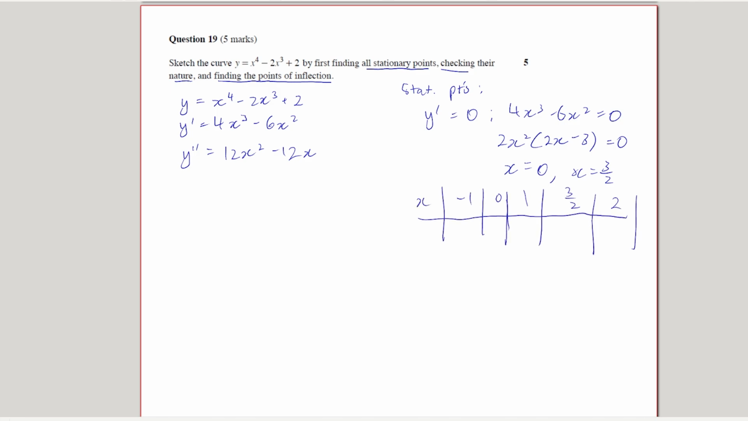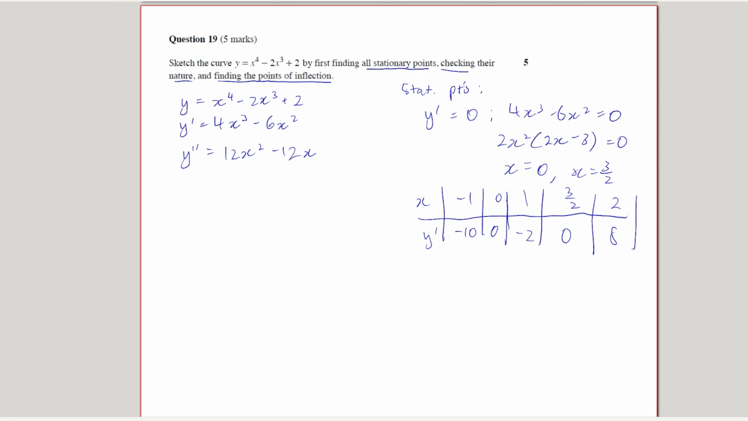So now let's check for y dash. If you plug in -1 to y dash, it's going to be -10. 0 is going to be 0. 3 over 2 is 0, like we calculated. 1 is going to be -2, and then 2 is going to be 8. So what did I just do here?